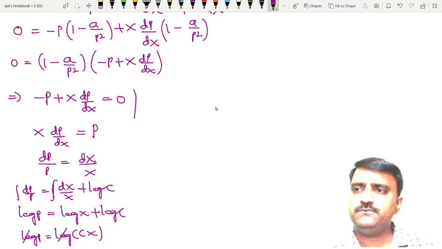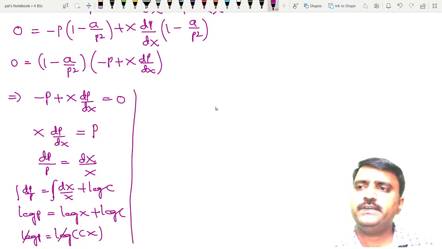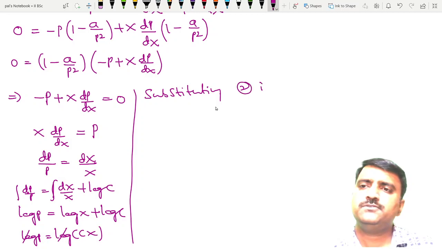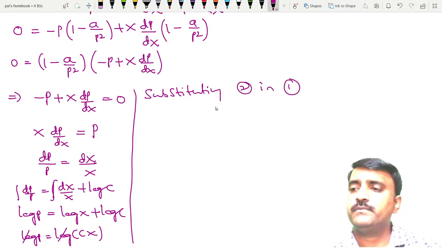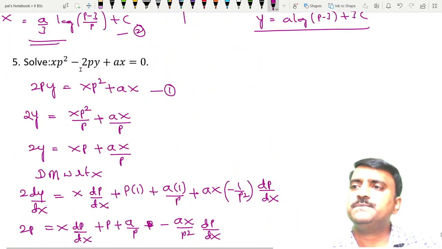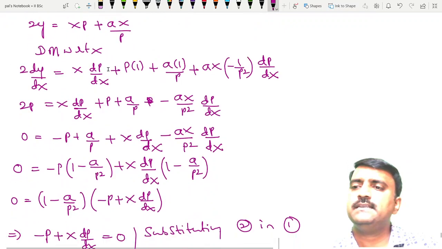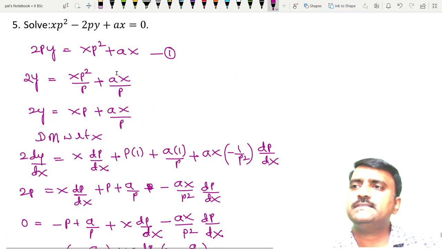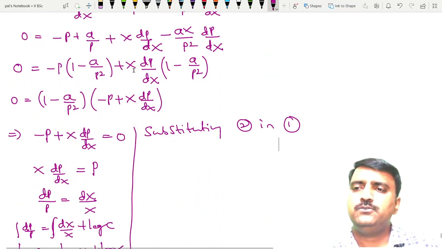Substituting 2 in 1. Okay, just continuing here. Substituting equation 2 in 1. Then p is equal to cx. If you substitute p is equal to cx here, 2py is equal to xp square.